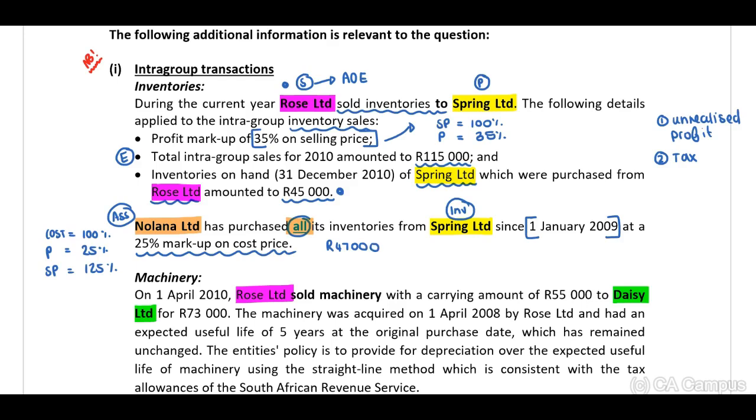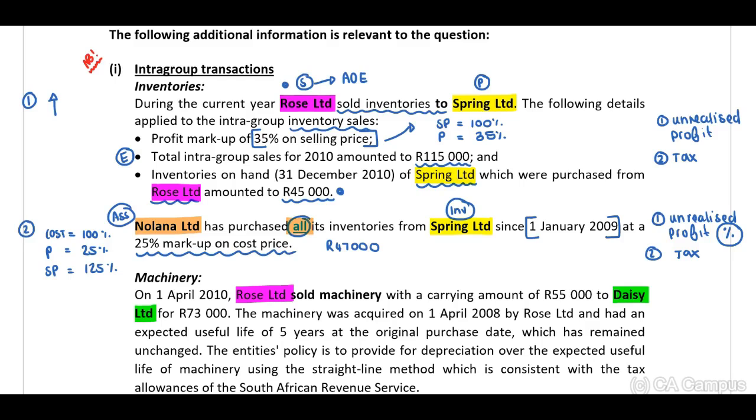Now again, guys, identify your steps. You need to eliminate the unrealized profit that is still included in the inventory, and you need to remember your tax. Now, important with this one, it's an associate, therefore you only have to take out the percentage owned. Okay, so guys, when you look at the first intragroup transaction, Rose sells to Spring. Therefore, this is upstream.